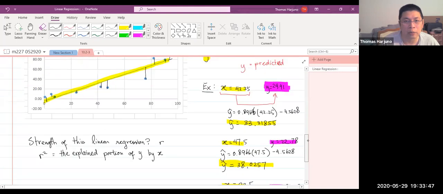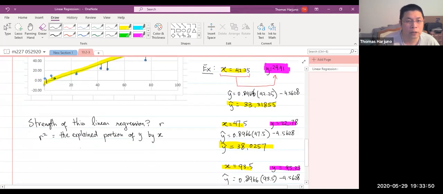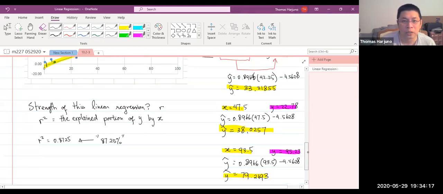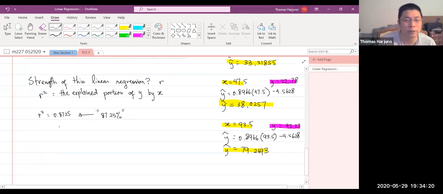If we look at this number here, let me write it down, 8725. In this case, r squared equals 0.8725. This means, quote unquote, not perfectly correct, that 87.25% of the result, the prediction we get earlier, explains the actual result. Now, the strength of this regression is the square root of that. How strong is that? Then you take the square root of this number.